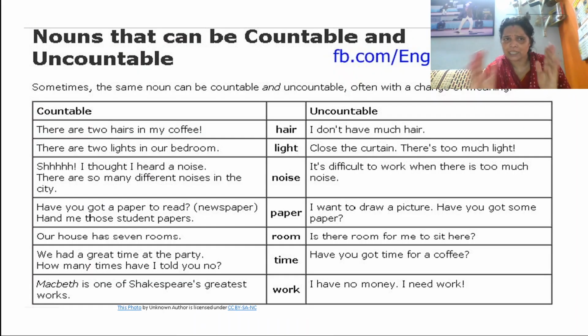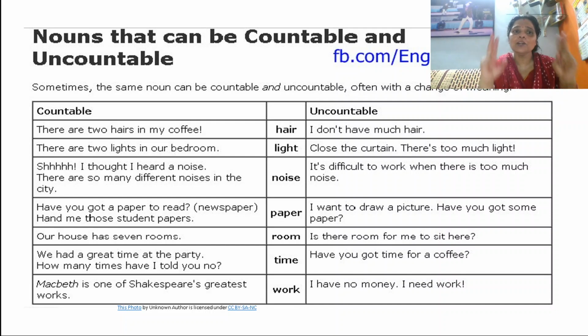Now some examples I am giving you, how a word can be used in countable and also the same word can be used in uncountable. कैसे? There are two hairs in my coffee. I told you in the beginning that hair is an uncountable noun. But here in the first sentence I can say there are two hairs. That means here I can see in my coffee there are two hairs. So here I can count the hair. So it is countable here. But if I say I don't have much hair, so it is uncountable.